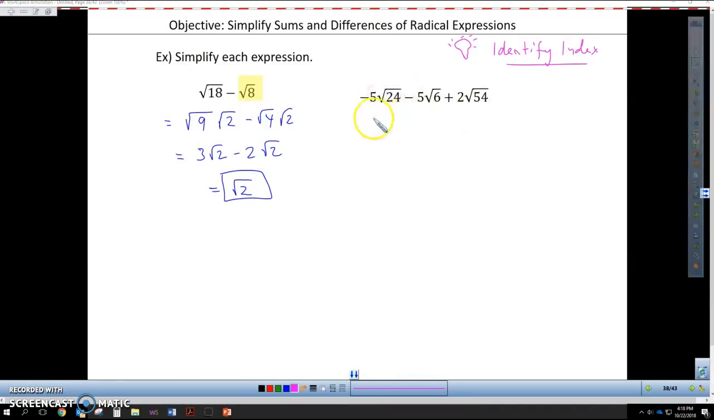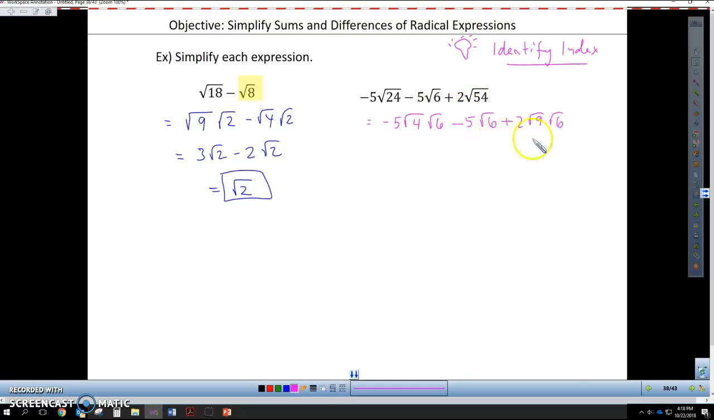Okay, so if I have negative 5 root 24, I want to simplify this. This would be negative 5, and I want to kind of break down the perfect squares. So this would be root 4 times 6, minus 5 root 6, plus 2 square root of 54. That's a perfect square, would be 9 times root 6.